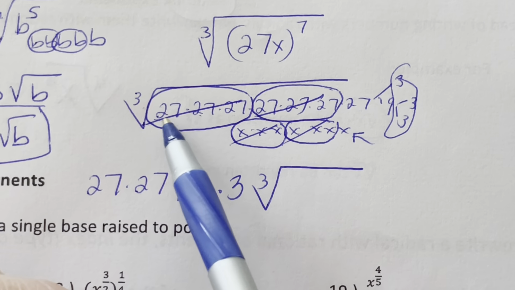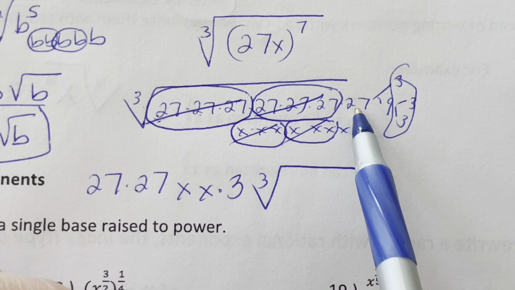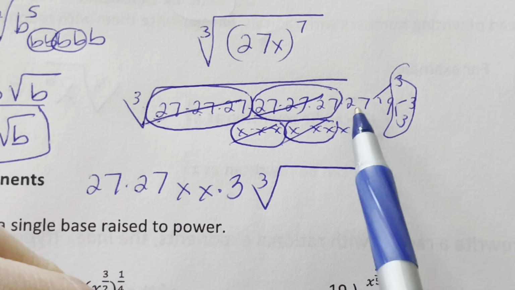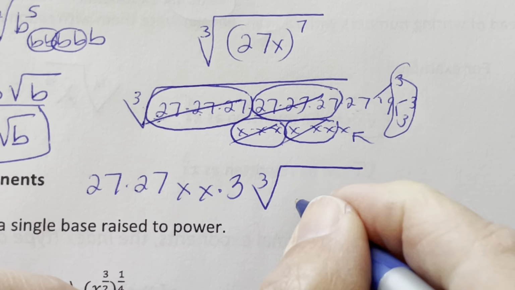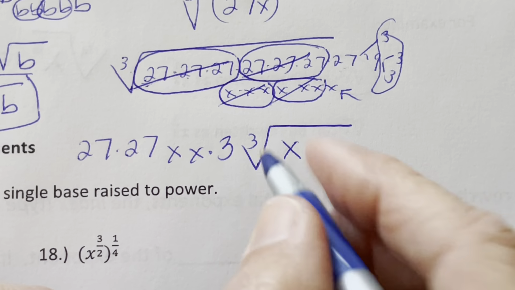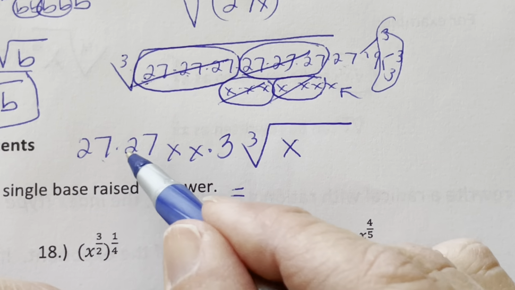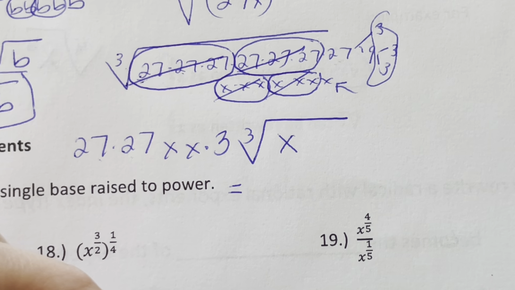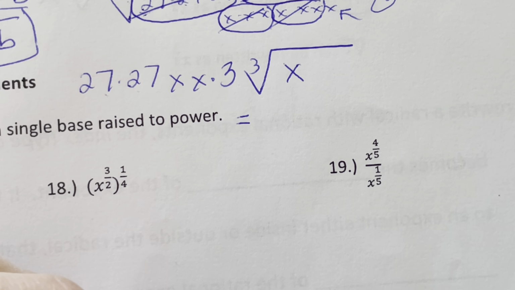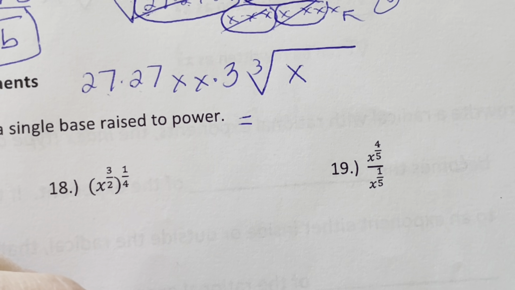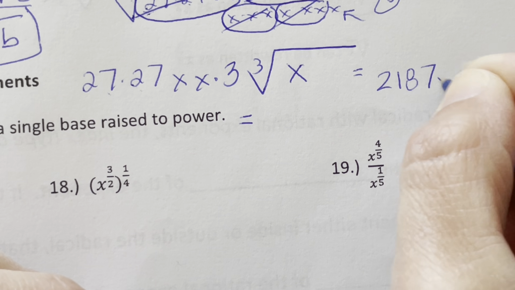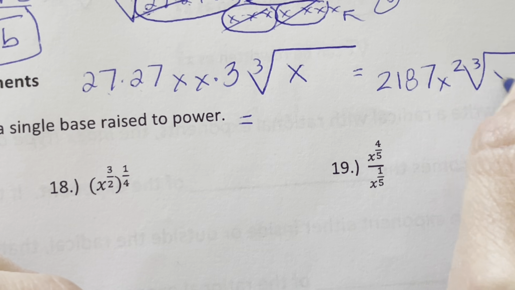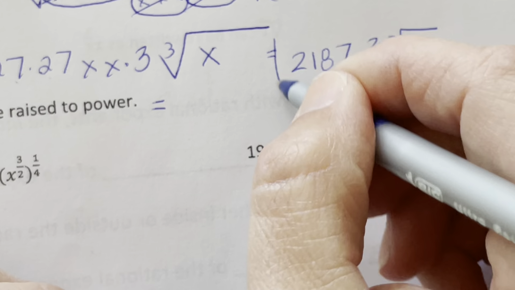So you do have to be careful that just because I group up the 27s and I still have one left over, I need to make sure that that doesn't break down into a triple, and it does. Okay, so all the numbers come out, but my one x is left inside. And then I've got to put this all together. I can do 27 times 27 times 3, which I don't want to do. I have a little calculator right here. 27 times 27 times 3 is 2187. So my final answer is 2187 x squared times the cube root of x. That's my final answer. Whew.